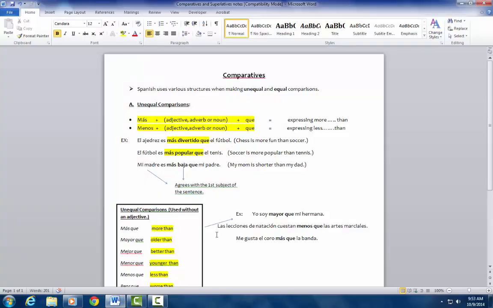Today we're going to talk about comparisons. So this is one of the grammar topics for our Realidades Chapter 1b. Please follow along in your packets and copy down anything that is highlighted in yellow. Okay, so here we go.